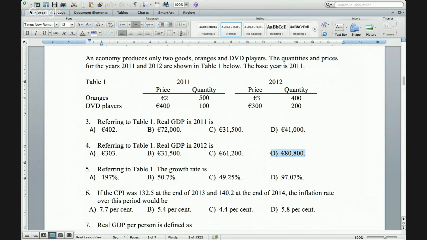Some people may mistakenly multiply 3 by 400 and 300 euro by 200. Okay, that's wrong. That will not be a real change and that will not identify real GDP.